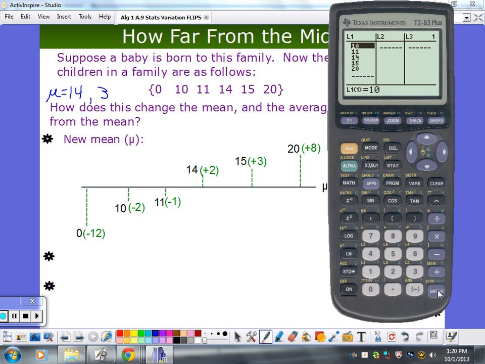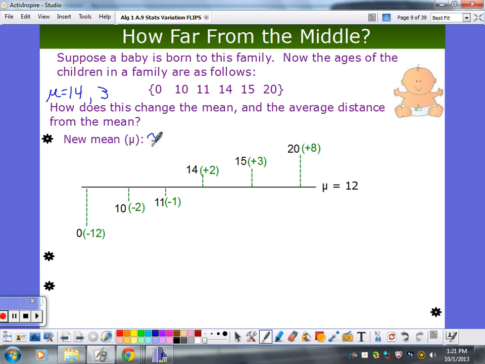I think they're still in there. So now I'm going to add the baby. Here it is. So now I have the baby in the list. When I do my stat, my calc, my one variable statistics on list 1, I'm going to get a new mean. And what's my new mean? Right, x-bar here. About 12, right? Let's say it's 11.666, 11.7. Let's go with 12 to make this a little bit easier.